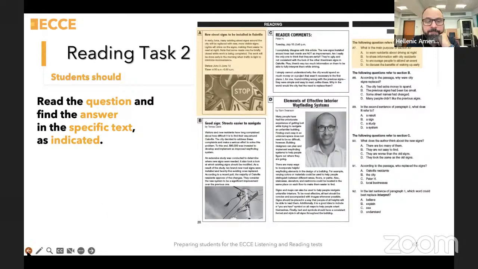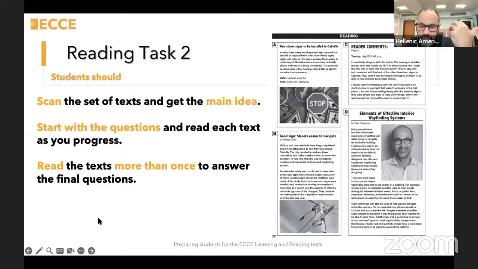Now, it's also quite important before you start answering the questions, and maybe students do that. I'm sure they have different routines here, but I would suggest that it's better for the students to scan the set of texts and get the main idea. Just by reading quickly all four passages here, they can understand what's connecting these four different texts. And then they will start with the questions, as they're instructed.